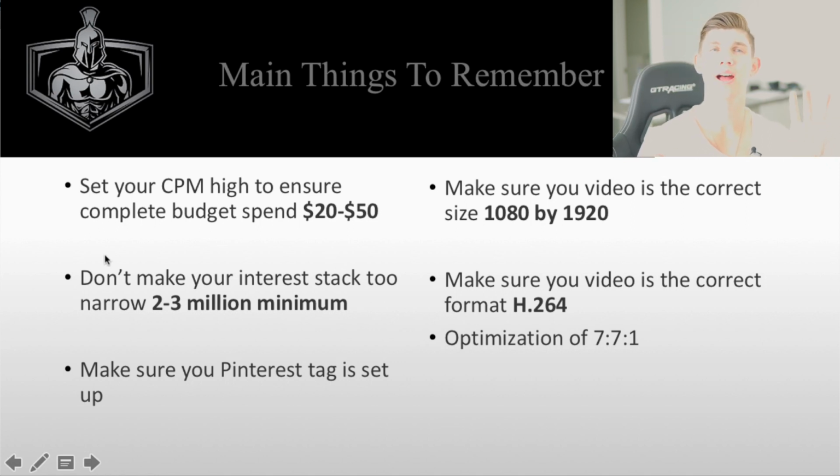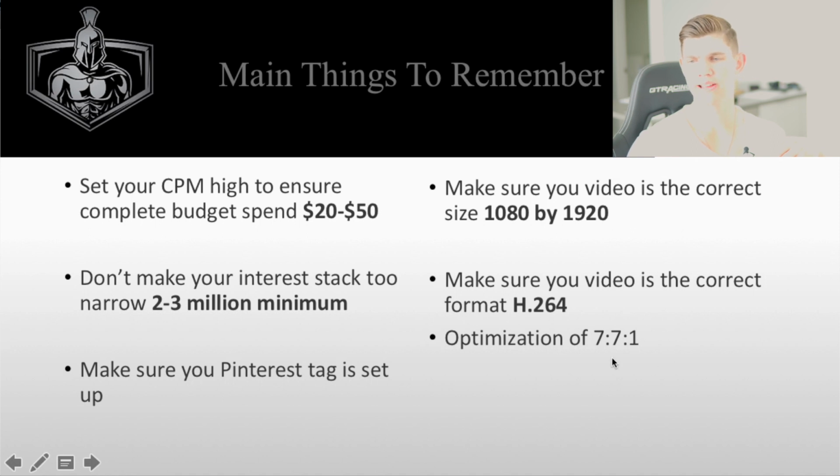Make your interest tax reasonably large, so 2 to 3 million minimum. That's kind of the ideal size, but anything above that is a good idea. Anything below that, you don't really want to be doing that. That's a little bit low, especially for Pinterest, and they will overfeed your ad and do repeat ad showings to certain people. So make sure it's 2 to 3 million minimum. Make sure your Pinterest tag is set up. You can contact Pinterest, they'll walk you through that, they'll get you going. It's relatively easy, so they'll take care of you on that one. Make sure your video formatting is H.264 and that the video quality is 1080 by 1920.